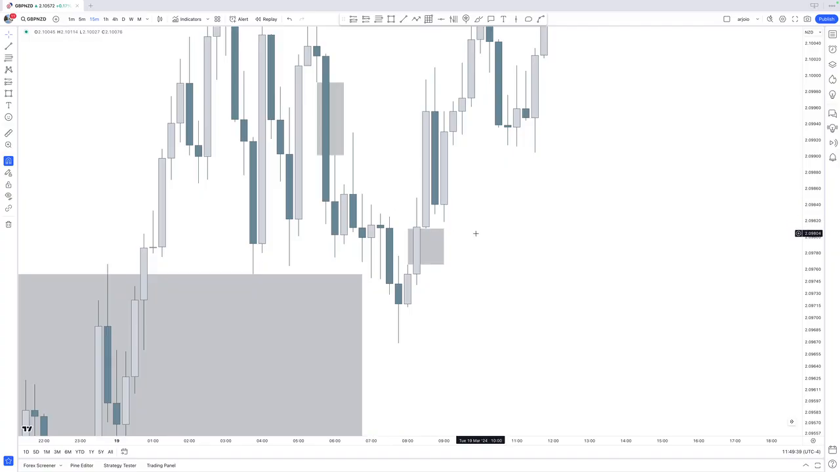So right here, what do we see? We have this fair value gap and it does not actually get traded back into. Why not? All things we're going to go over later on as well.